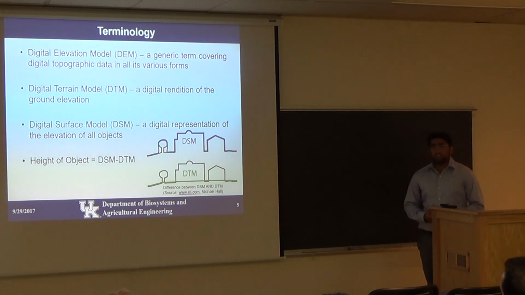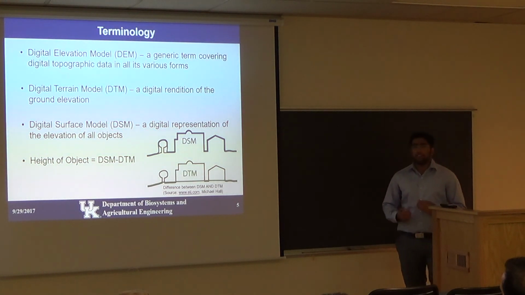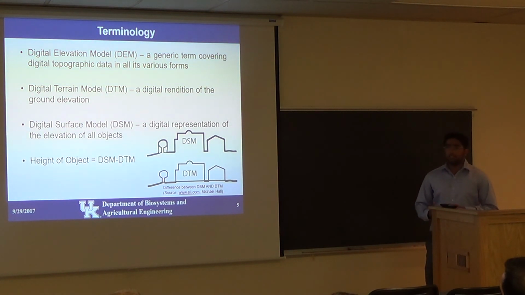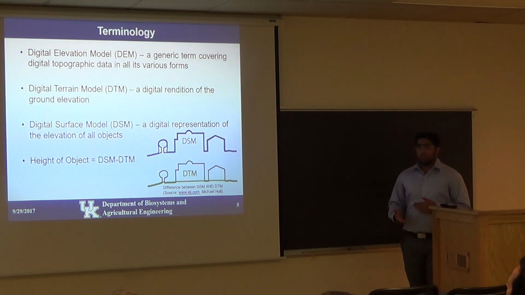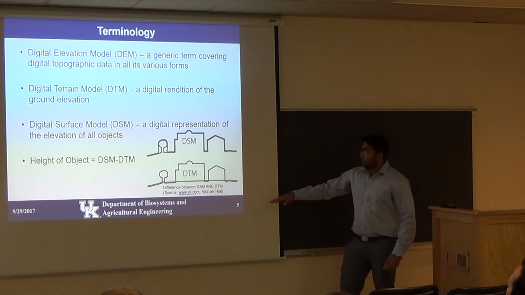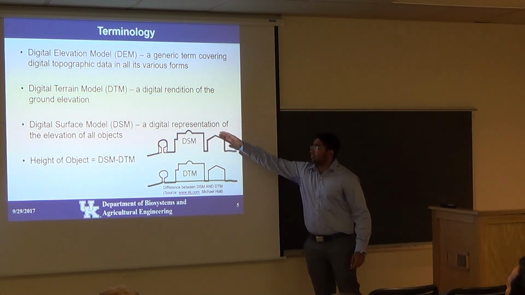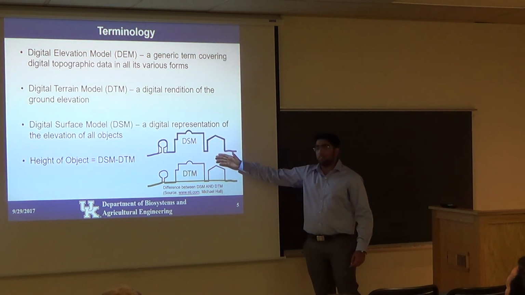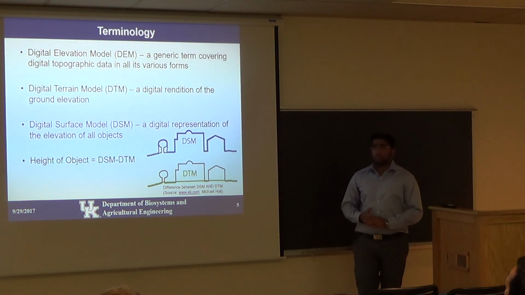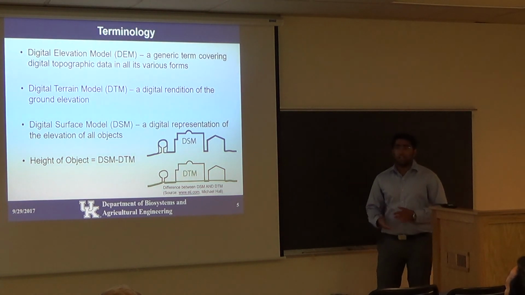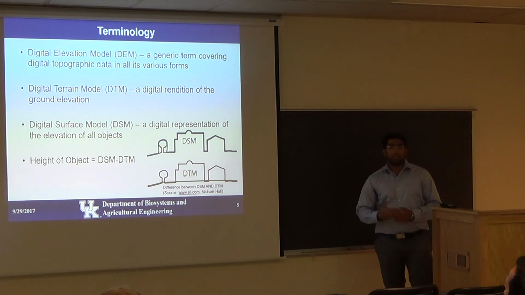So I'll give a brief terminology before going into the introduction: digital elevation model, digital surface model, and digital terrain model. DEM, DSM, DTM. DEM is basically a generic term covering DSM and DTM. So a DSM or a DTM is a DEM. DTM is the digital rendition of the ground, and DSM is the digital rendition of the elevation. If you subtract DTM from DSM, you get the height of the object. That is the principal theory covering 3D modeling of plants using LiDAR and photogrammetry. You compute the DSM, you compute the DTM, you subtract the two, and you get the height of the object.